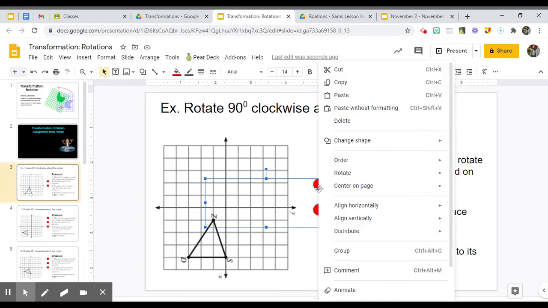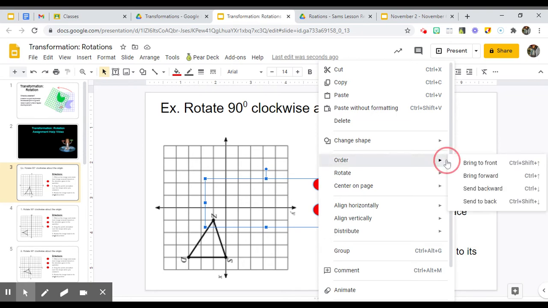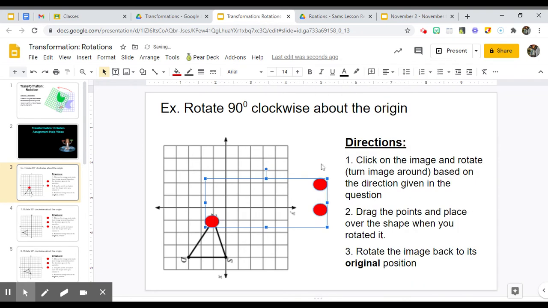Let's make sure this doesn't happen on the other ones. I'm going to make sure that I put the points, bring them to the front. That way they show up on top of the image. And we're going to drag point D over, and then we're going to drag this point over and cover point S. Okay, so now that my points are covered, that is where the image is after the rotation happens.